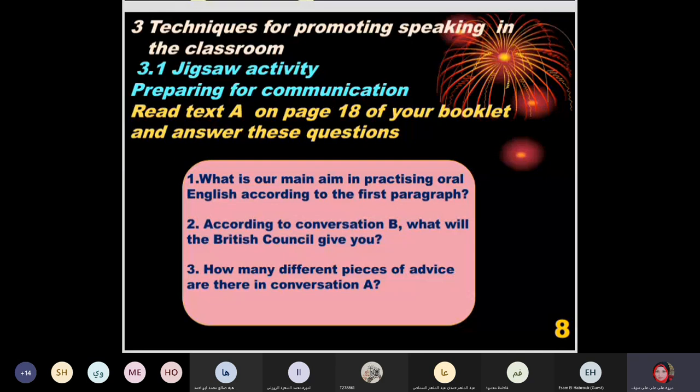Excellent, correct answer. Thank you very much, Mrs. Sameh. Yeah, according to conversation B, the British Council will give us a lot of language schools where we can go and study, have grants, scholarships, things like this. Okay, what about number three? How many different pieces of advice are there in conversation A?